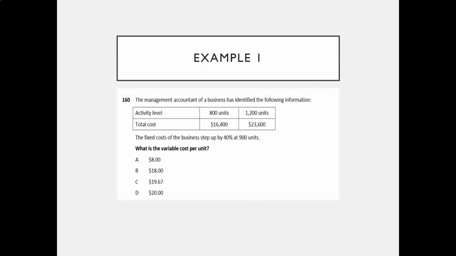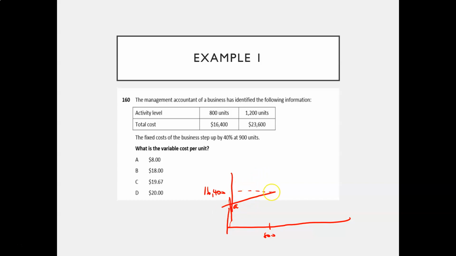So here it's question 160. So what do we have here? We have a scenario that says the management accountant of a business has identified, yes, this is an interesting one, the following information. Let's draw the graph here. So you have a scenario where it gives the activity level. I'll draw my graph here. Here's my activity level of 800 and my total cost here is 16,400. And then I've got a fixed cost and I'm going to call that A over here.